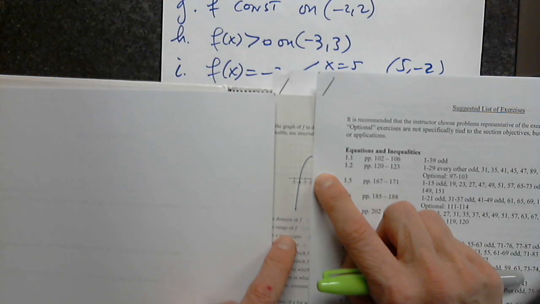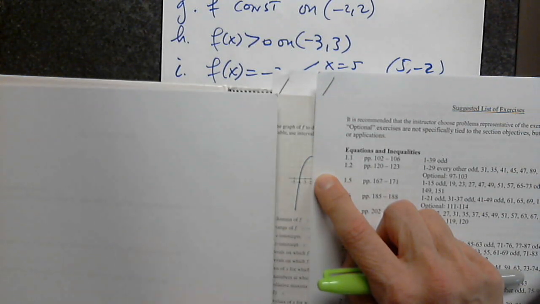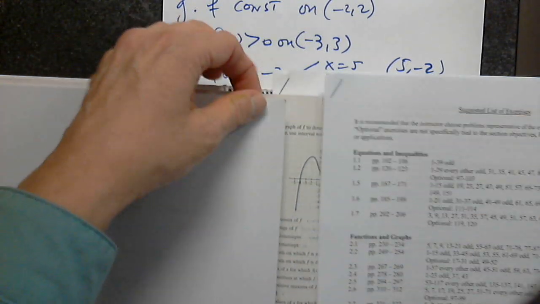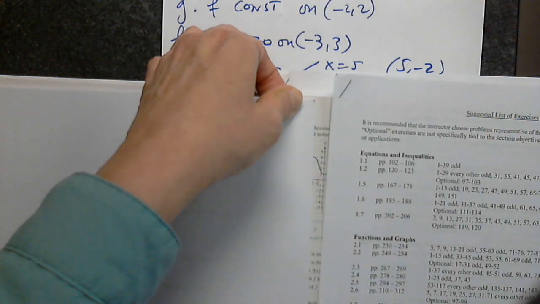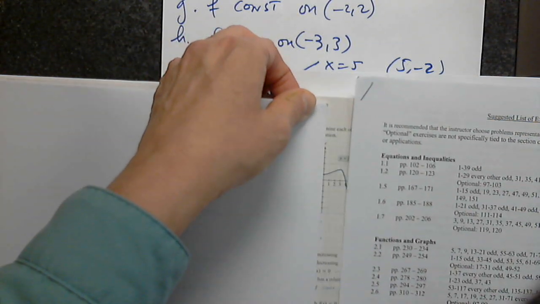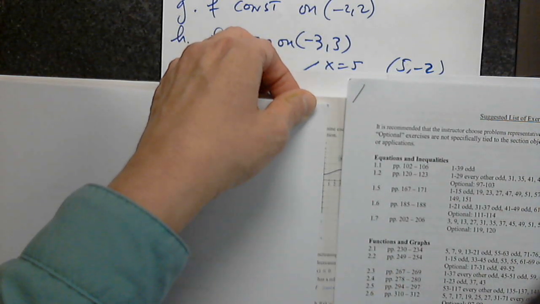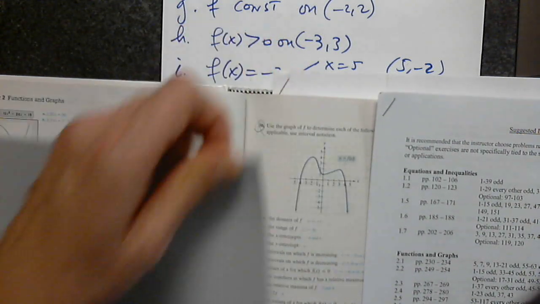Between negative infinity and negative 2, I don't care where it's going, but I see it's increasing. The next piece, from negative 2 to 0, the function is decreasing. The next piece, from 0 to 3, what does it do? That's it. And from 3 to infinity, what does it do? That's it. We don't care from which value till which value.